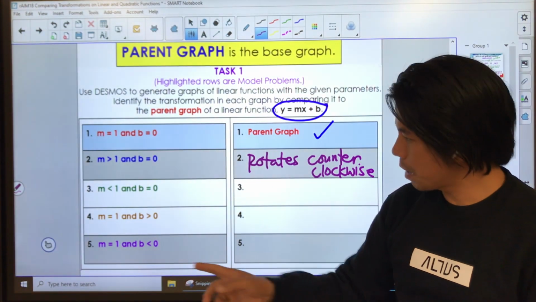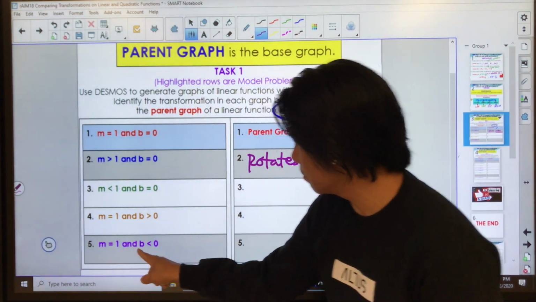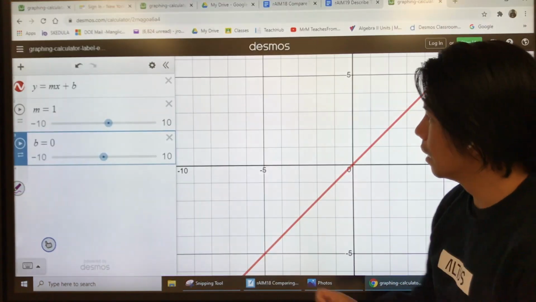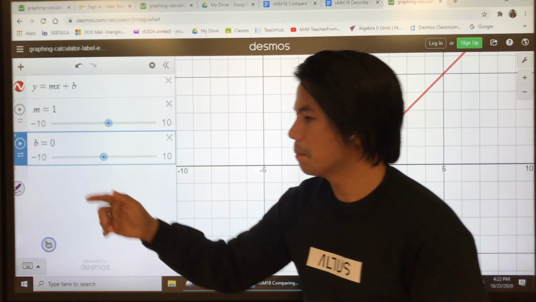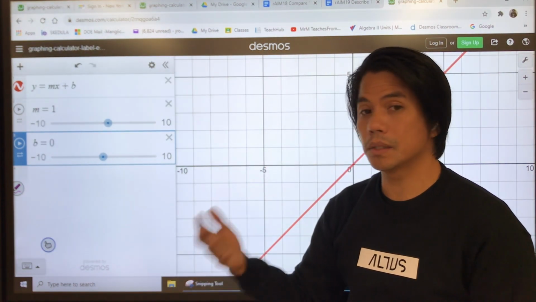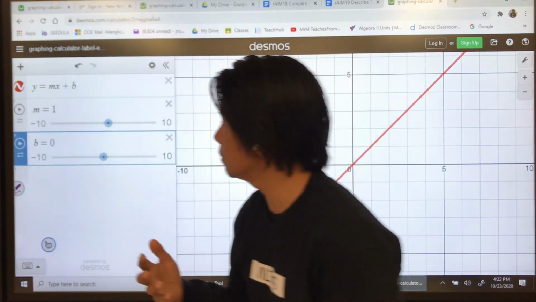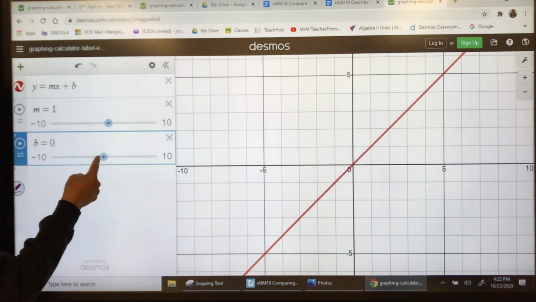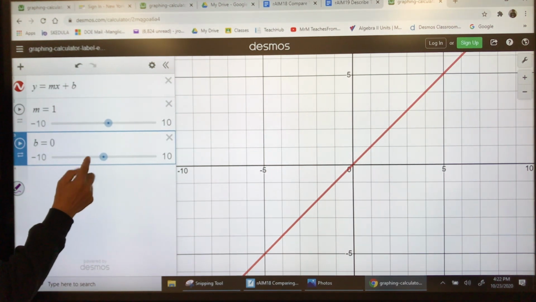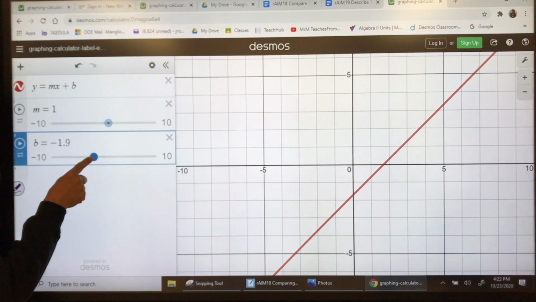Welcome back. Our parameter again is M is equal to 1, B is less than 0. So M is equal to 1, B right now is 0, but less than 0 is negative, right? They are negative numbers. Let's observe. So I'm going to slide this slider towards negative 10. Alright? So take a look what happened to the graph.